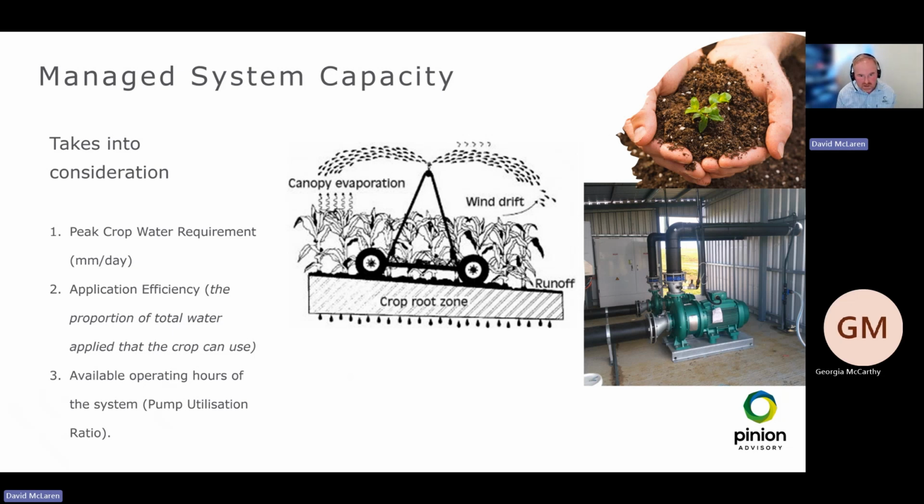Basically, what managed system capacity accounts for is that there are losses. Every irrigation system has losses, and you can see based off this picture that you have canopy evaporation, wind drift, and you may have some runoff. So 100% of the water applied doesn't make it to the crop root zone. There are some losses associated, and that's what application efficiency talks about.